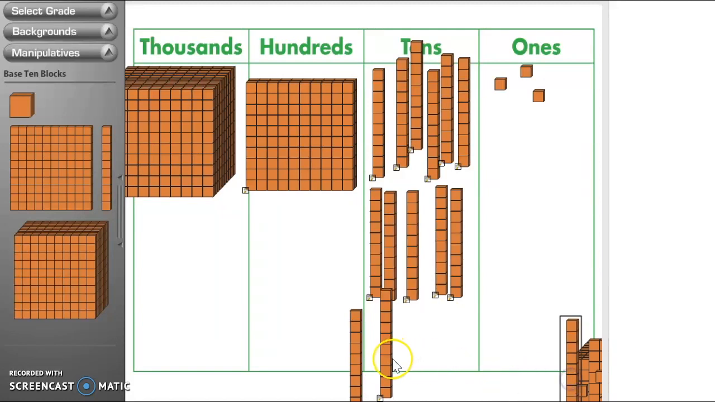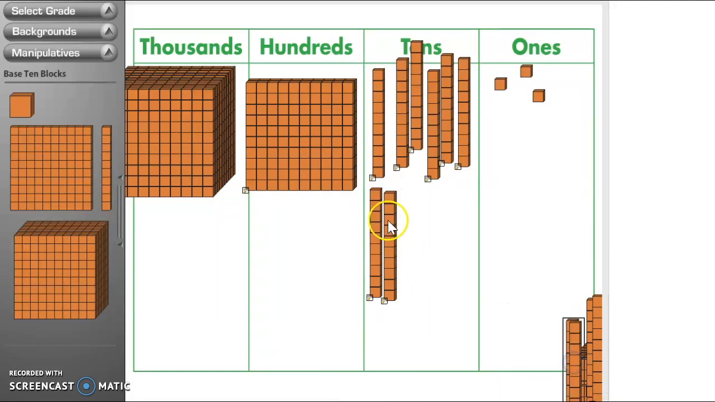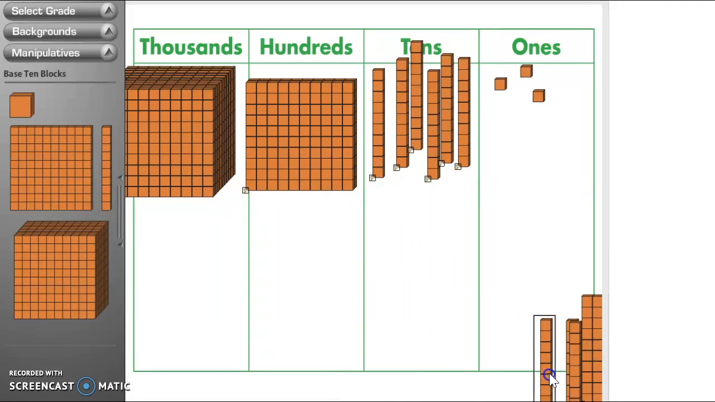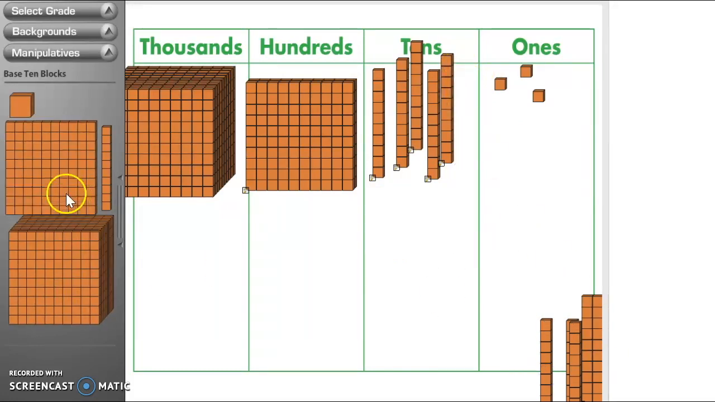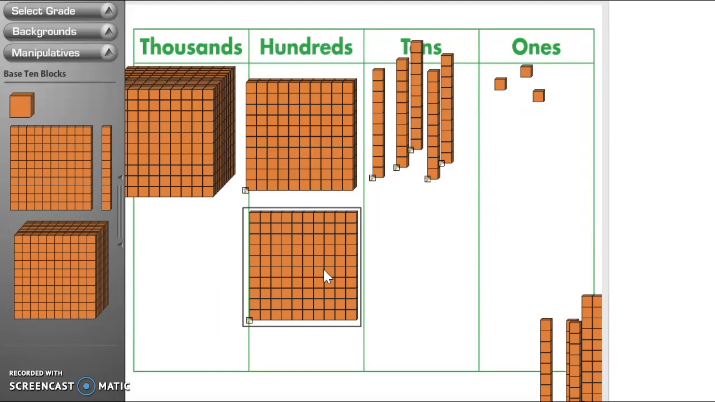1, 2, 3, 4, 5, 6, 7, 8, 9, 10. Perfect. So now I have one group of 1,000, 3 groups of 100, 5 groups of 10, and 3 ones, for a total of 1,353.